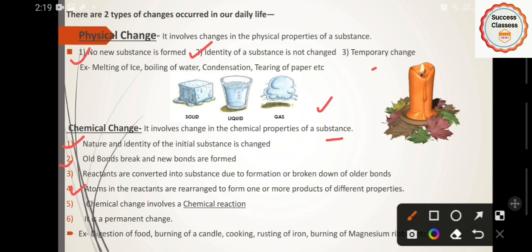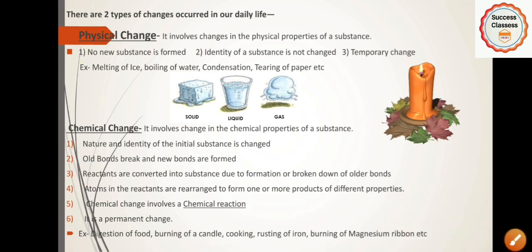The chemical change involves a chemical reaction. So whenever there is a chemical change, a chemical reaction occurs. And the chemical change is a permanent change. For example, digestion of food, burning of candle, cooking, rusting of iron, burning of magnesium ribbon.